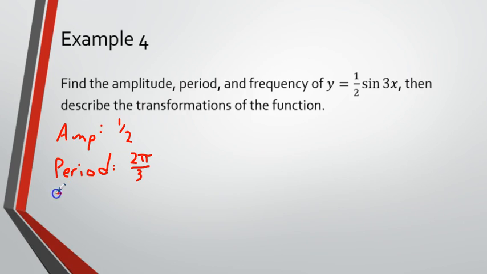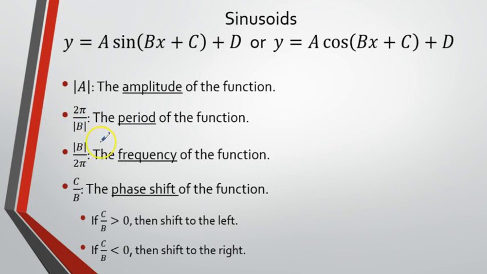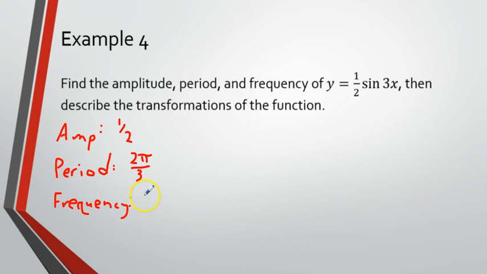Last thing they want us to identify is the frequency. And that's just going to be the reciprocal of this value. So showing you that the period and the frequency are just reciprocals. So take our previous answer and flip it upside down.